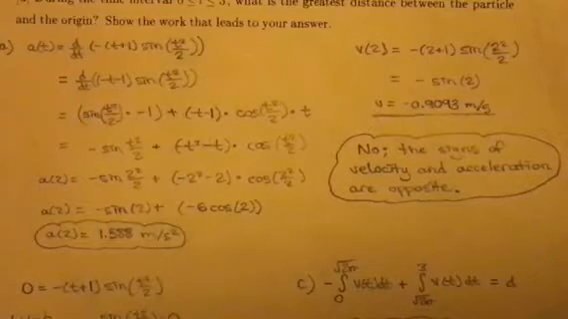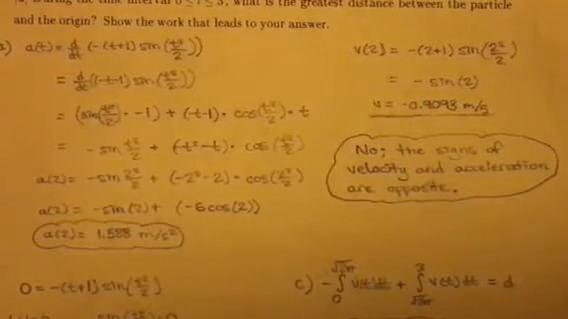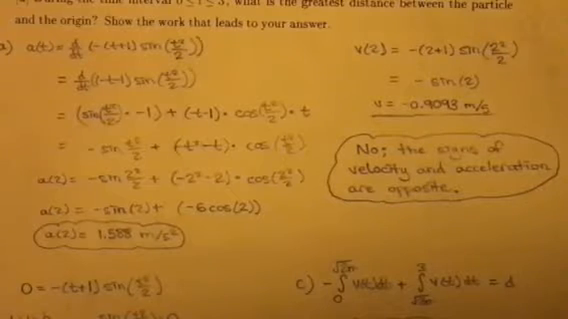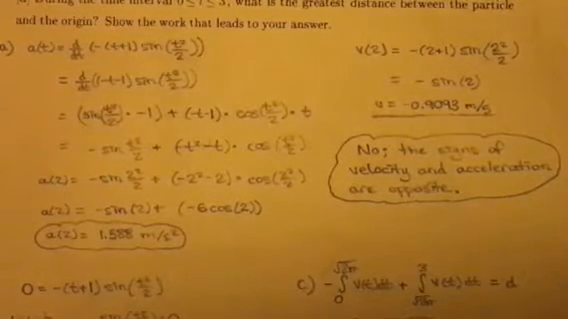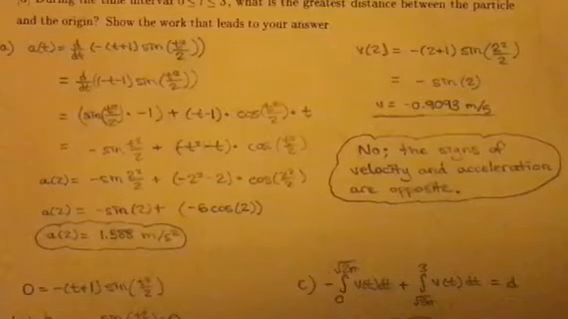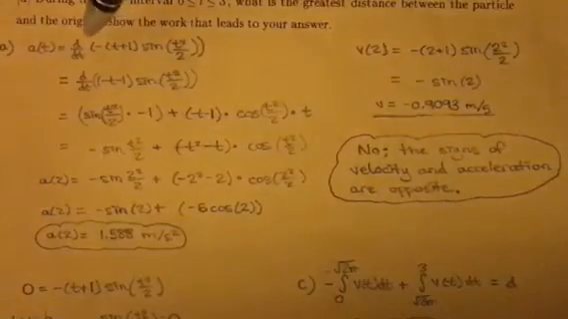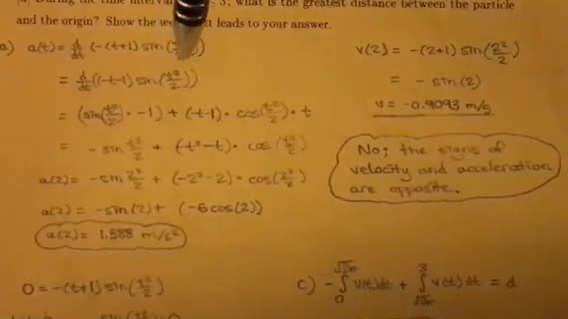So standard 11 gave information that a particle moves along the x-axis so that its velocity at time t is given by the equation here, negative t plus 1 times sine of t squared over 2.